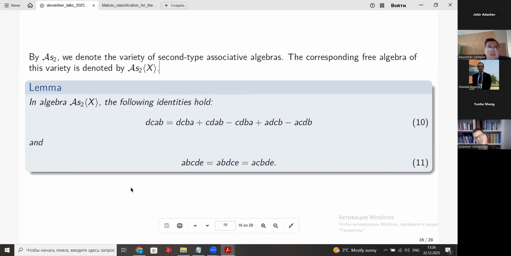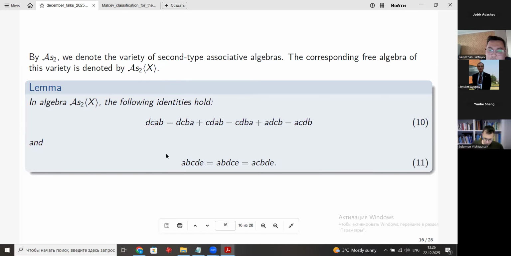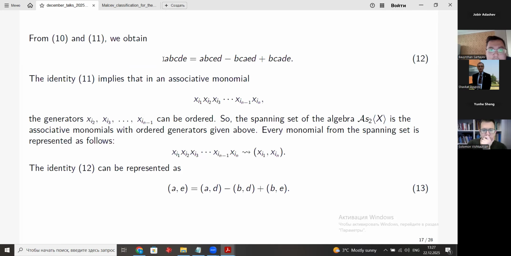Now, in the algebra S2X, the following identities hold. We have this identity of degree 4, and here this identity of degree 5. We just removed the brackets because it's associative, so we don't need any brackets. And now you see that this identity of degree 5 is so interesting. Let me explain why. From identity 10 and identity 11, from these two identities, we can obtain an identity of this form.